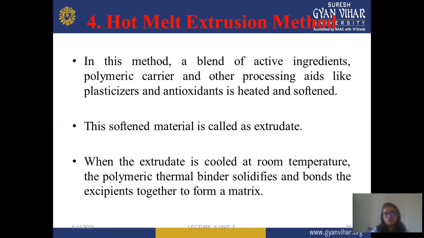In this method, first you prepare one mass, one extrudate, and this includes all the excipients, plasticizer, antioxidant, and any other excipient in a combination, and you heat all this until it gets soft. When it gets soft, one soft mass is formed, and this soft mass is called extrudate. After this, you dry and cool this extrudate at room temperature, and then the polymeric thermal binder is used for solidification with the excipients to form the matrix. The excipients you use in this technique help to form the matrix in solidified form.